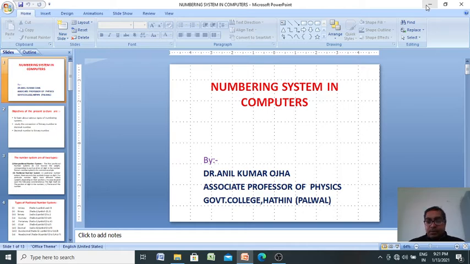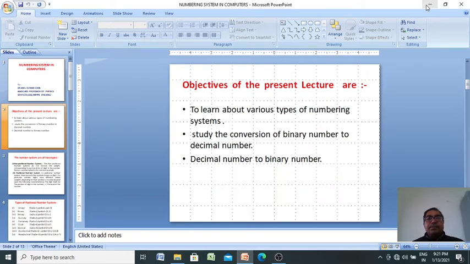First, we should know that in computers, binary numbers are used for storing data, and the programming languages which are developed to run the computer are all in binary number system. The objective of the present lecture, the main points, is to learn about various types of numbering systems, and to study the conversion of binary numbers to decimal numbers and decimal numbers to binary numbers.